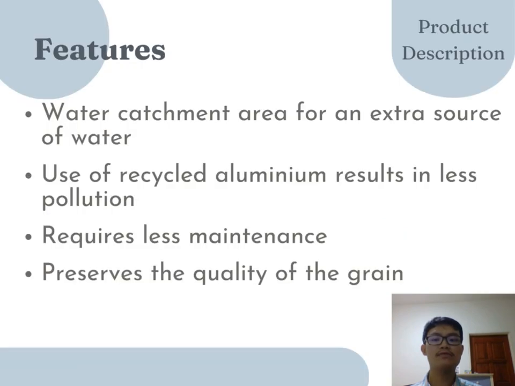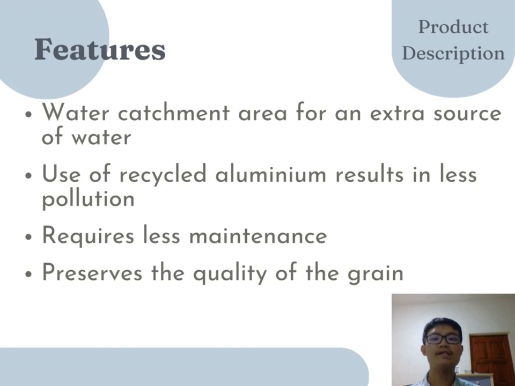Our product has the following features: a water catchment area, a reduction in pollution thanks to the use of recycled aluminum, less maintenance than a silo made of steel, and the ability to preserve grain. The product has a water catchment area for an extra source of water. This water can be used for washing the grain storage silo and for irrigation. The product uses recycled aluminum instead of steel, resulting in less pollution.